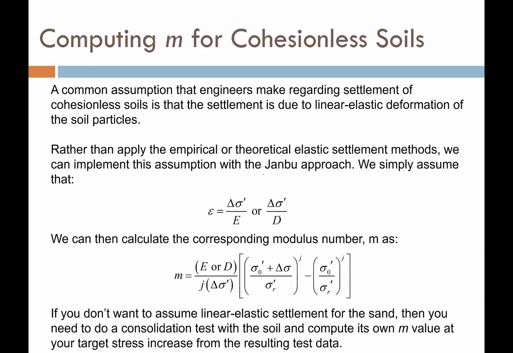But according to Fellenius's terminology, he uses D for constrained modulus, and it's actually more appropriate to use constrained modulus instead of Young's modulus, because the soil is confined horizontally. It can strain in the vertical direction, but it has a difficult time straining in the horizontal direction. And so using that constrained modulus is considered a little more appropriate for these elastic methods.